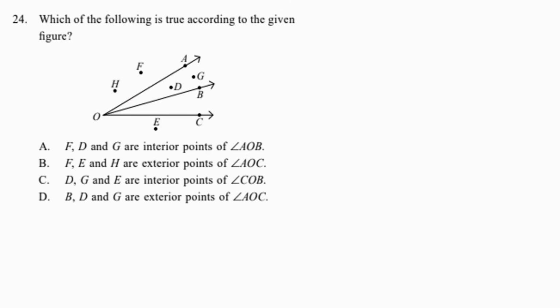Moving on to the next one. Which of the following figures is true according to the given options? F, D, and G are interior angles of AOB. F is not interior, so that's not true. F, E, and H are exterior. Yes, they are exterior, so that's the true one. Option B is the answer.